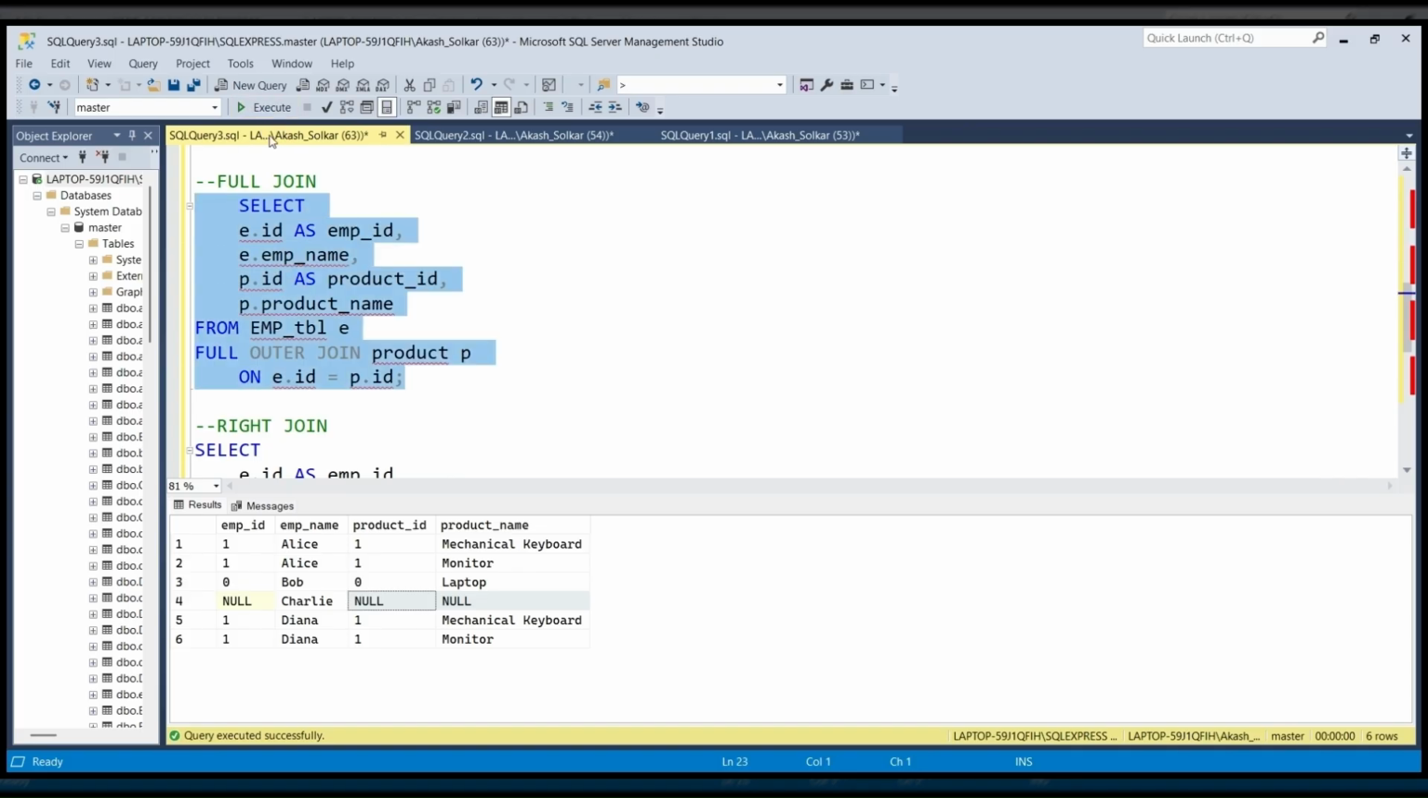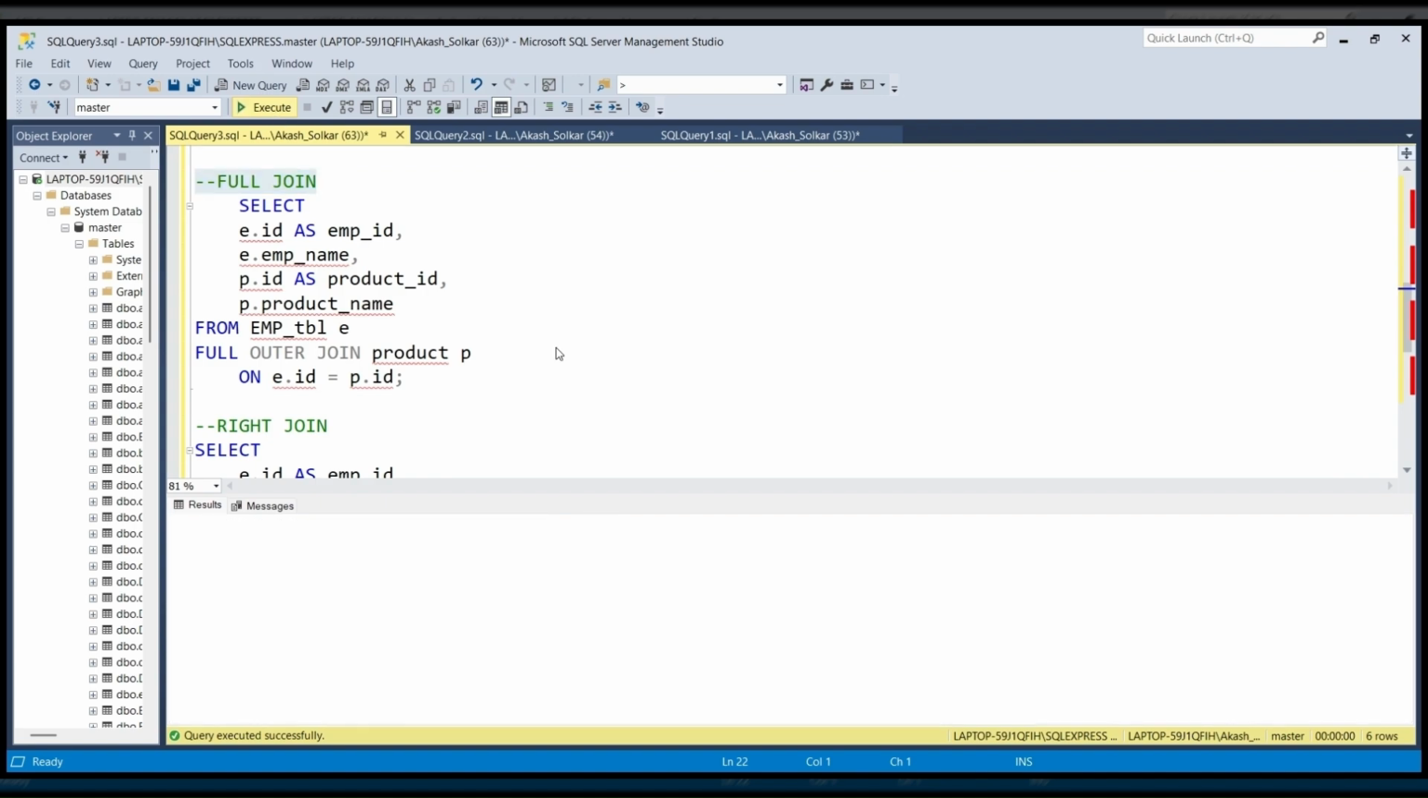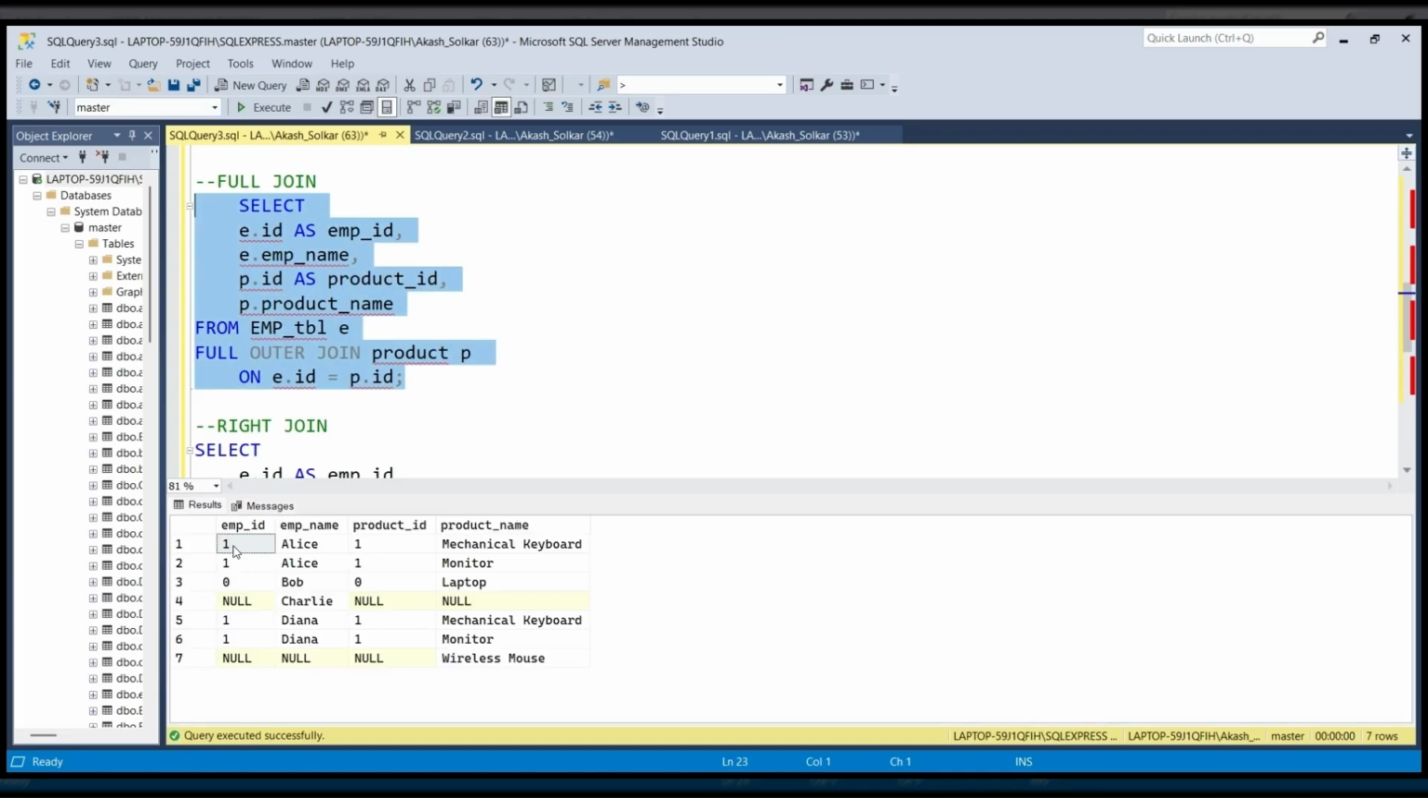The full join is nothing but the matching rows from both sides and the unmatched rows from both tables. This is the matching rows, 5 matching rows we are getting from both sides. This is the unmatched row from the left hand side, and this is the unmatched row from the right hand side. So we are getting 7 records.